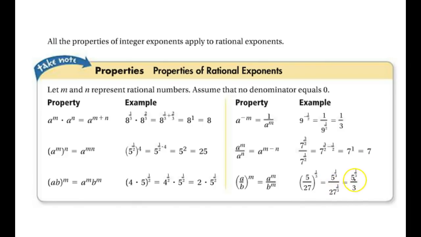The top stays the same, 5 to the 1/3 power, and the bottom, 27 to the 1/3 power, is equal to the cube root of 27, which is equal to 3. So that means the simplified form would be 5 to the 1/3 power over 3. We're going to be using these properties of rational exponents in the remainder of this lesson video. So if you haven't written these down yet, I suggest doing that now.